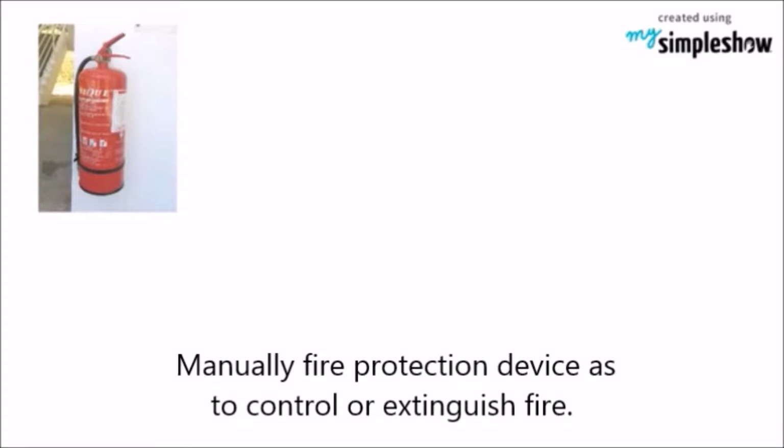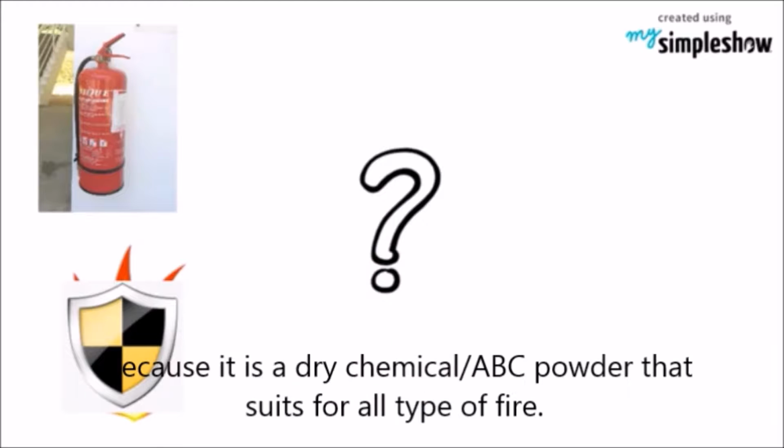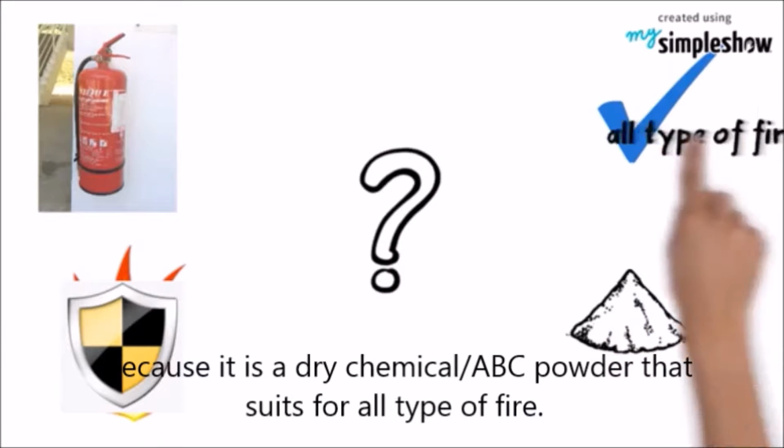Fire extinguisher. A manual fire protection device to control or extinguish fire. Why choose it? Because it is a dry chemical ABC powder that is suitable for all types of fire.